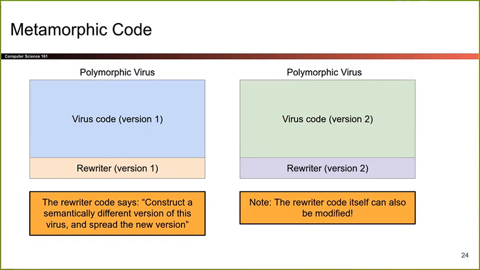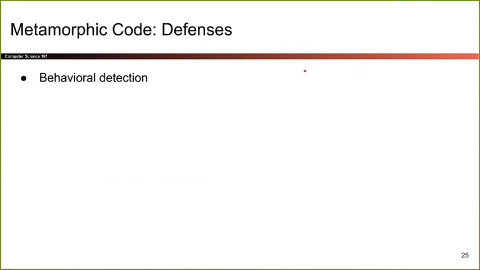Someone said, is that supposed to say metamorphic on top of the blobs? Oh, yes, you're right. This should say metamorphic. So that should not say polymorphic. Good catch. Okay. So how do we stop this?